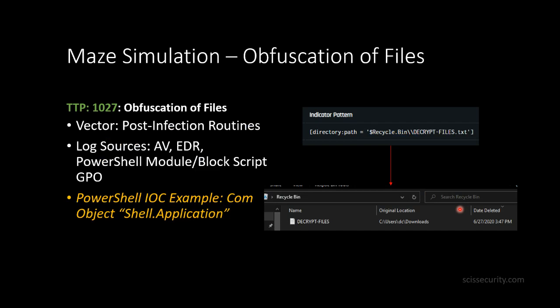Another way of IOCs inside the playbook was TTP 1027, which is obfuscating of files. The IOC pattern that Unit 42 found in their sampling was the directory path of recycle bin. It had the word decrypt-files.txt in there, and obviously you could create this via interaction, but you're not going to do that. Malware is not doing that. So one way to do so is COM objects. PowerShell has the ability to do so. It could be in the script, or it could be in runtime in memory. So we'll simulate that.